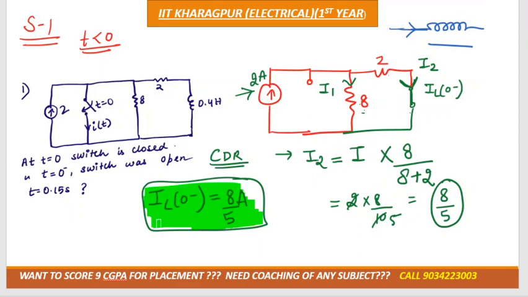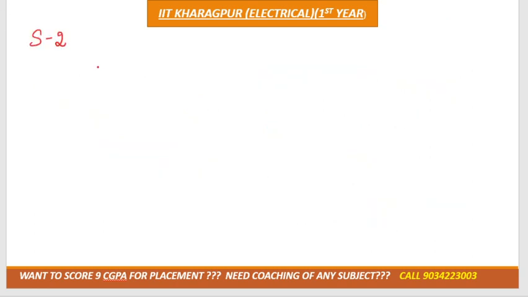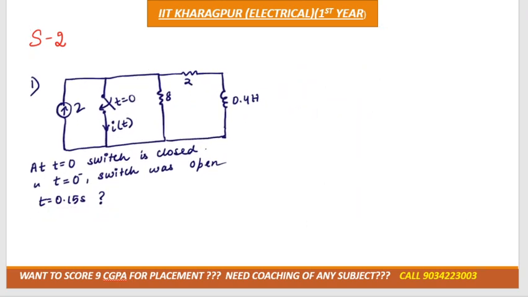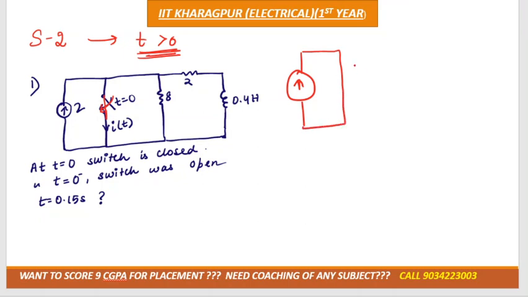Step number 1. Okay. Now next move towards step number 2. In step number 2 we need to calculate current across inductor at infinity, right? So this would be the condition for t greater than 0. If t is greater than 0, then at t equal to 0 switch is closed. So after time t equal to 0 the switch will remain closed, right? So the circuit would look like this, and again the inductor will behave as a short circuit, correct.